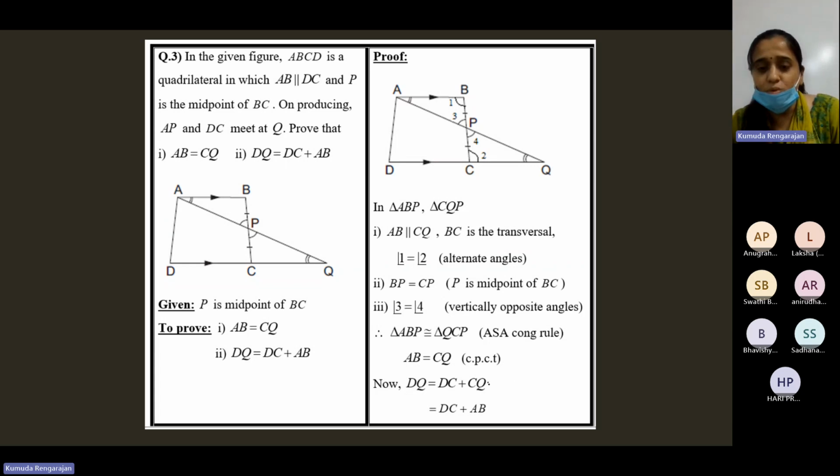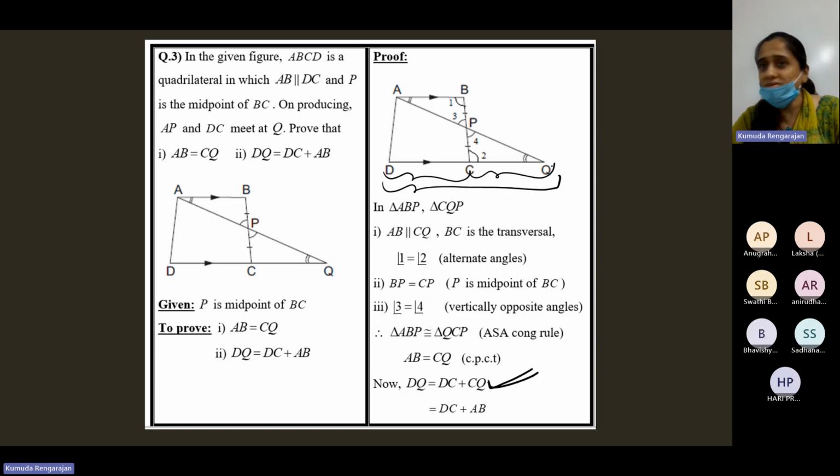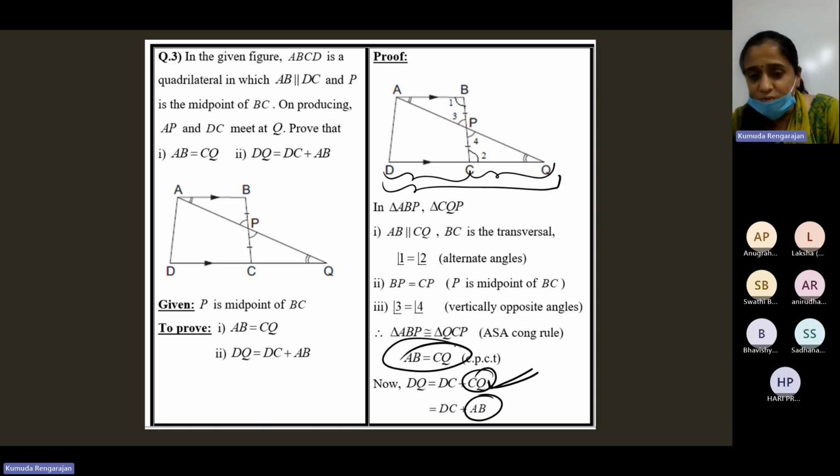This one you don't have to prove. That is true already. This full thing, DQ is DC plus CQ, you don't have to prove because that is true. Instead of CQ, write AB because CQ is equal to AB. So instead of CQ, write AB and that's the result.